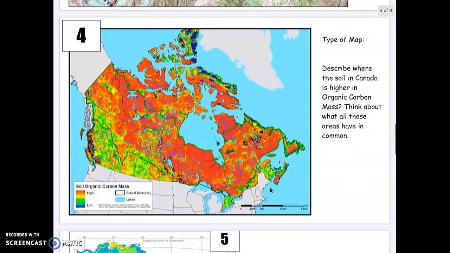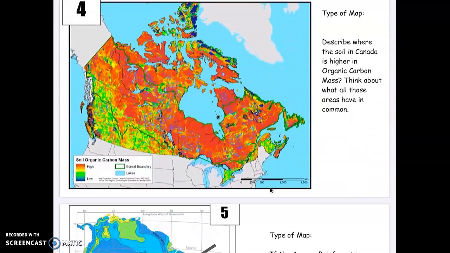Let's go to map number 4. Map number 4, what type of map is this? This is a good one to use your map key to figure out what type of map it is. Obviously, these maps do not have map titles because that would really give it away. So in our map key, it says soil organic carbon mass. So we can tell that this must be some form of resource map. And when we look at this, it says describe where the soil in Canada is higher in organic carbon mass. Think about what all these areas have in common.